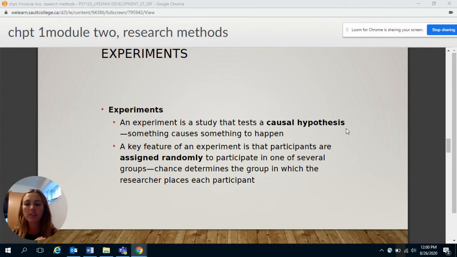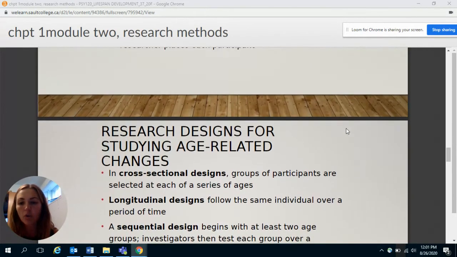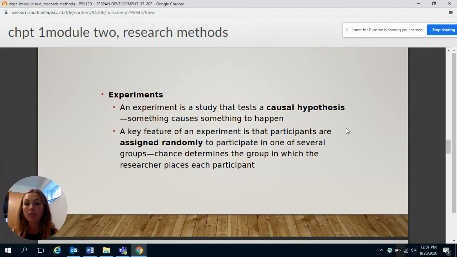So they gave some people alcohol, some people no alcohol, and then they gave some people what they thought was alcohol, but it actually wasn't. And then they measured risk taking through gambling exercises to see if alcohol actually influenced if you were more likely to take greater risks. So that would be an example of an experiment. Their hypothesis was that alcohol would increase risk-taking behavior.